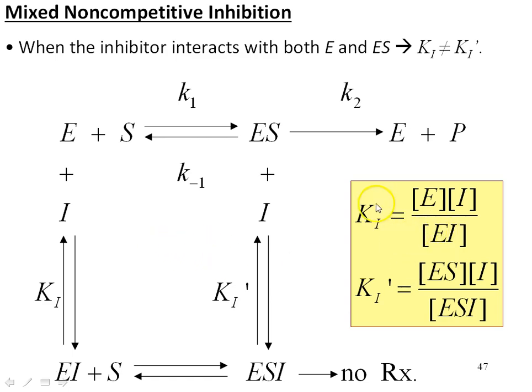So Ki is the dissociation constant of the enzyme inhibitor complex, and therefore your reactant is EI, and the products are the free enzyme and I, so E times I over EI. While for Ki prime, your reactant is the enzyme substrate inhibitor triple complex that dissociates into enzyme substrate complex and free inhibitor. So it's Ki prime, and these are not equal in the mixed model.